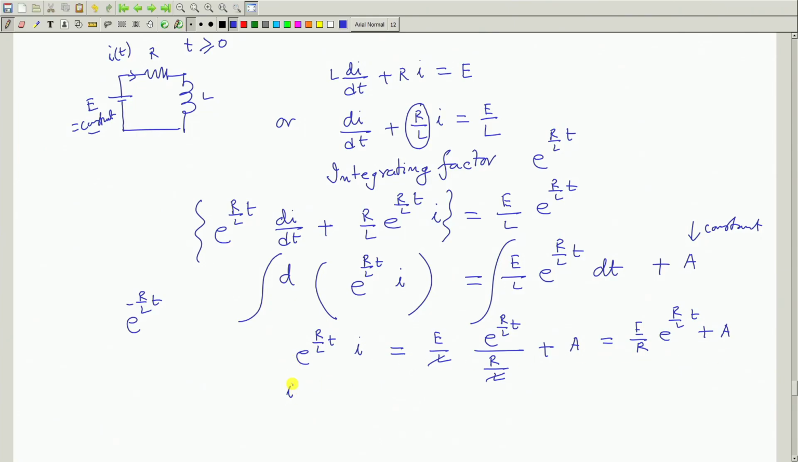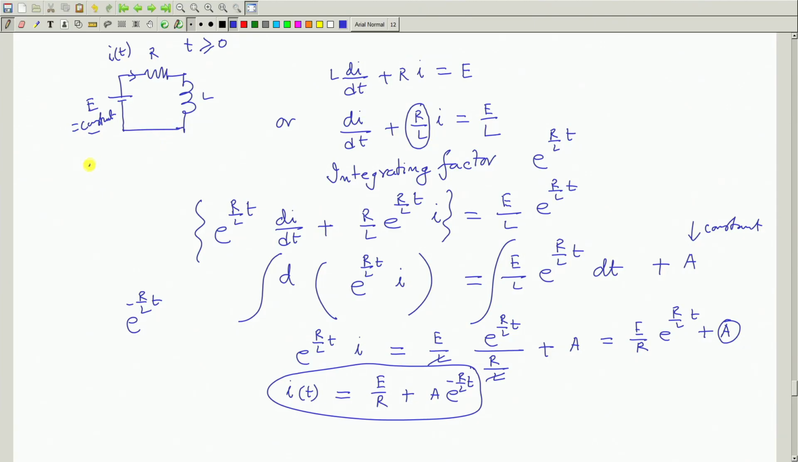Then on the left hand side I will be left with only I(t), and this will be equal to E by R plus A into e to the power minus R by L into t. This will be the solution. Now, here this constant comes in, A. This constant is to be determined from the boundary condition.